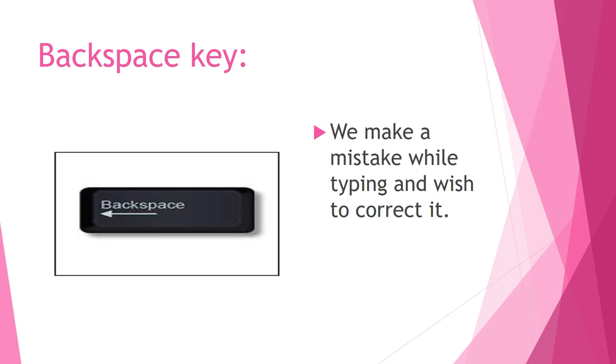Next is backspace key. Sometimes we make a mistake while typing and wish to correct it. For example, we may wish to remove an extra letter in a word. Then you press the backspace key. If you make any mistake, we press the backspace key and correct it. Okay, then the wrong letter is erased now.